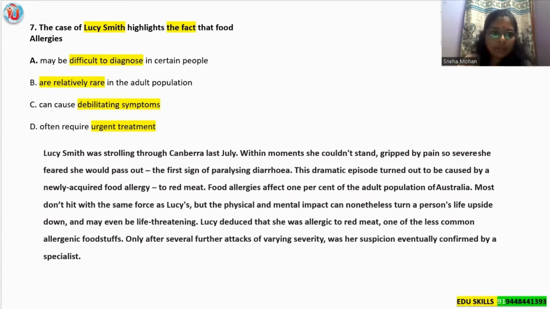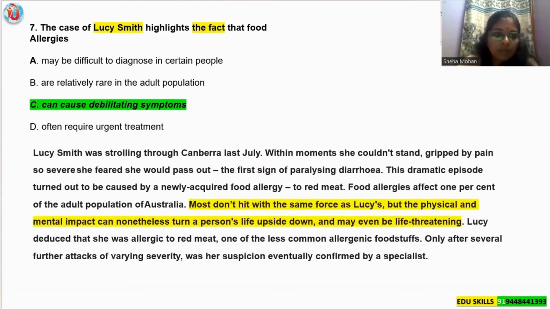Now let us see the answer options. A: may be difficult to diagnose in certain people, and the keywords are difficult to diagnose. Next, in answer option B: are relatively rare in the adult population. The keywords are relatively rare. Next, answer option C: can cause debilitating symptoms. Debilitating symptoms are the keywords. Next, in answer option D: often require urgent treatment. I've taken the keyword as urgent treatment. Now, let's see what's the correct answer. Yes, the correct answer for question number 7 is: can cause debilitating symptoms.